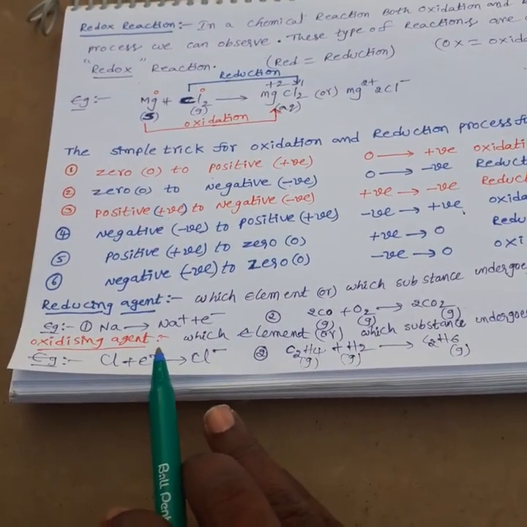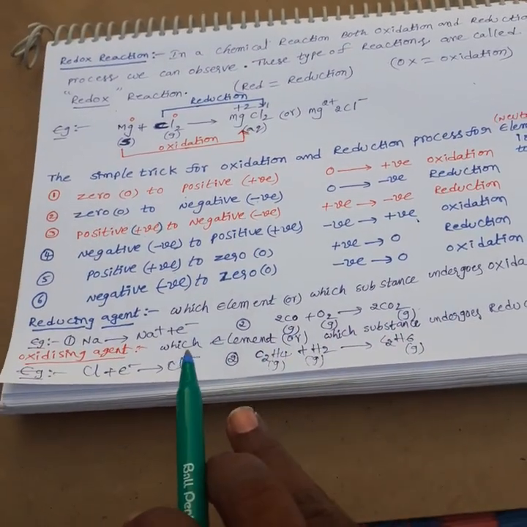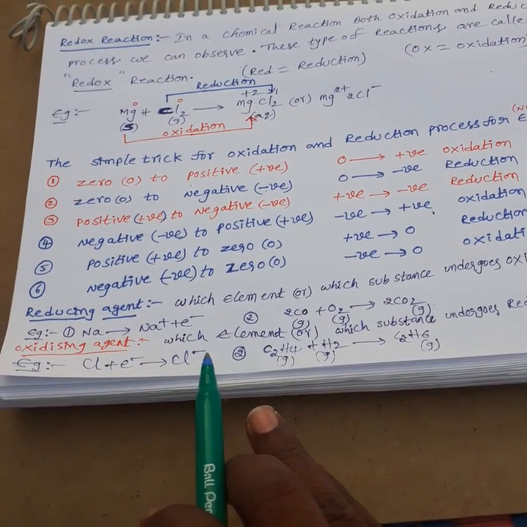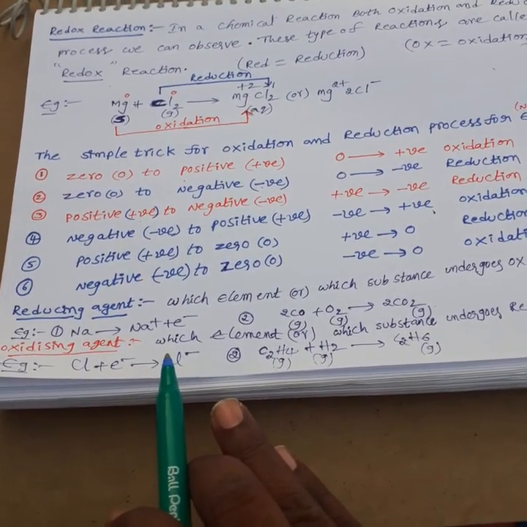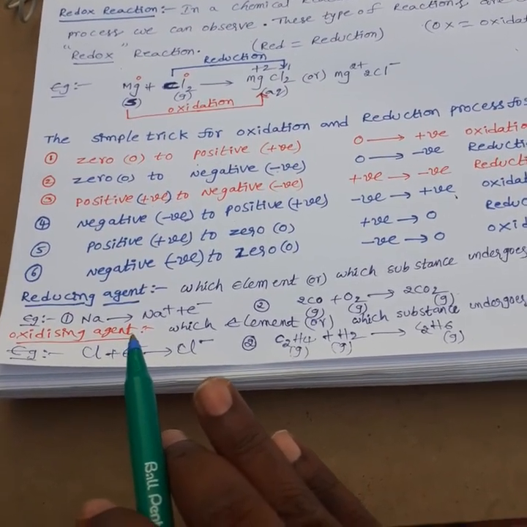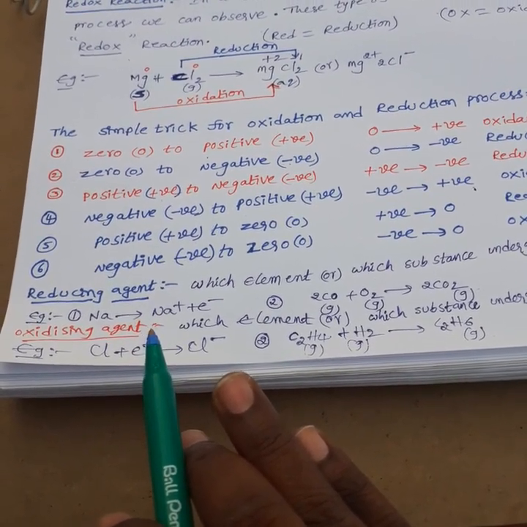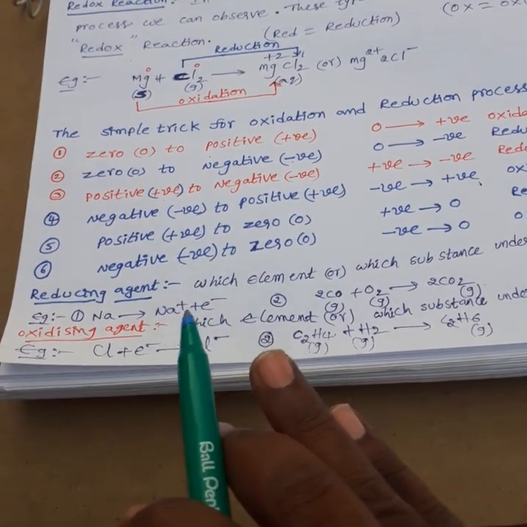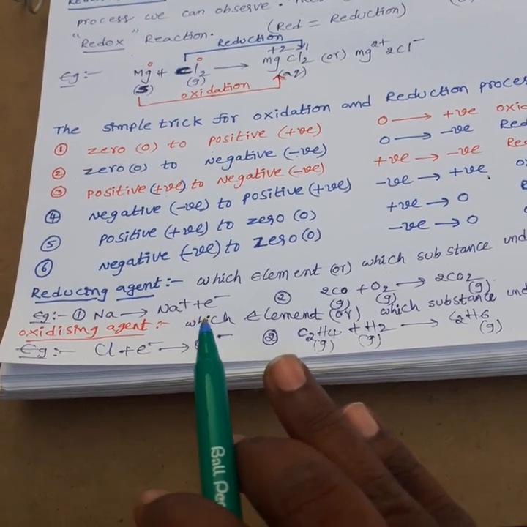And next one, oxidizing agent. Which element or which substance undergoes reduction, that is called an oxidizing agent. Cl plus one electron is added to form Cl minus ion. This is called addition of electron. That's why Cl can act as the oxidizing agent. In general, 6th A and 7th A group elements are strong oxidizing agents because they can gain electrons to get 8 electrons in the outermost shell. That is called the oxidizing agent.